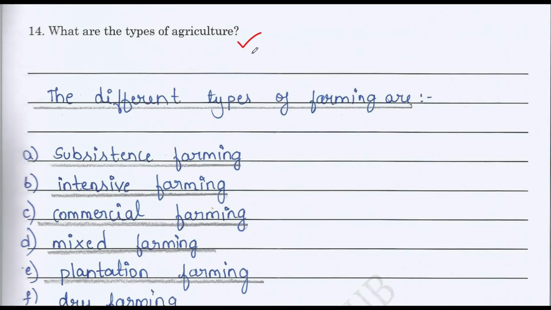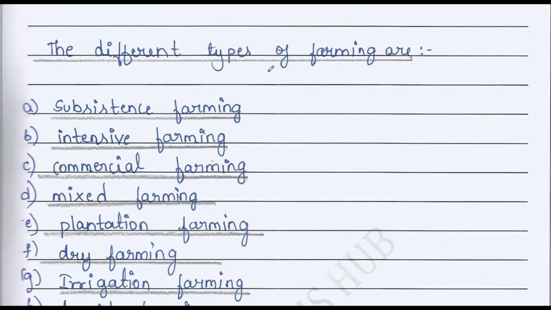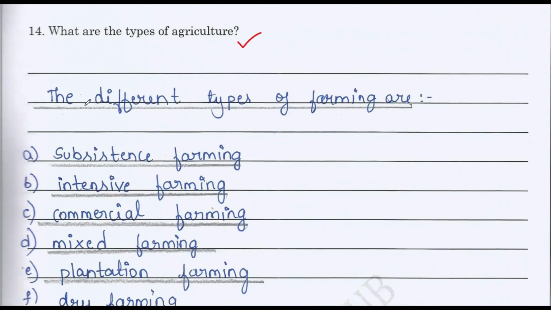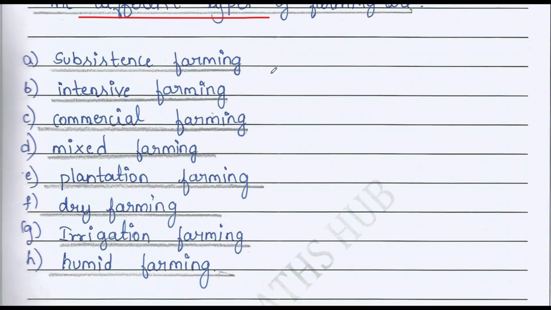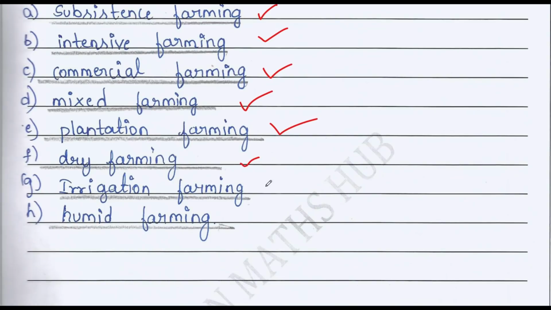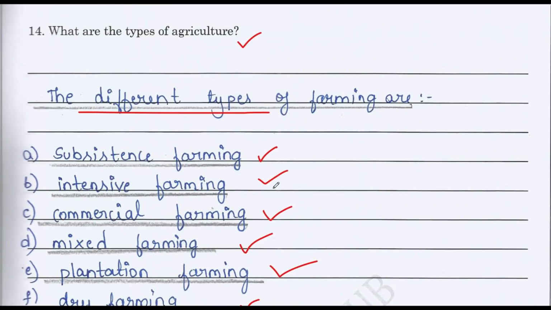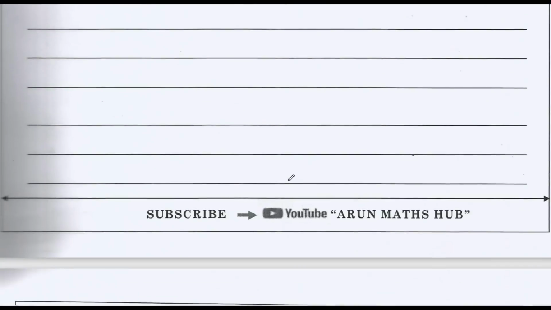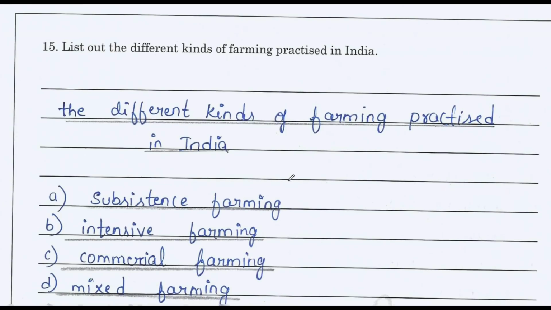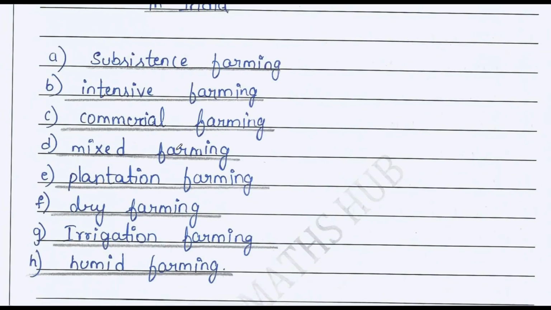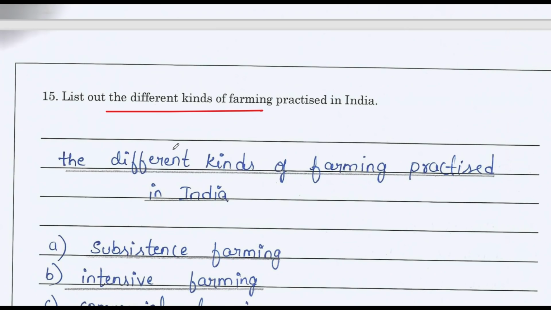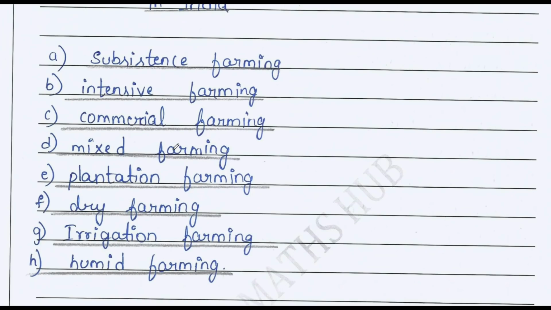What are the types of agriculture? What are the agricultural practices in India? Different types of farming. These are different questions, but the answer is the same. The different types of farming are subsistence farming, intensive farming, commercial farming, mixed farming, plantation farming, dry farming, irrigation farming, and humid farming. Different kinds of farming practices in India: the answer is the same as before.